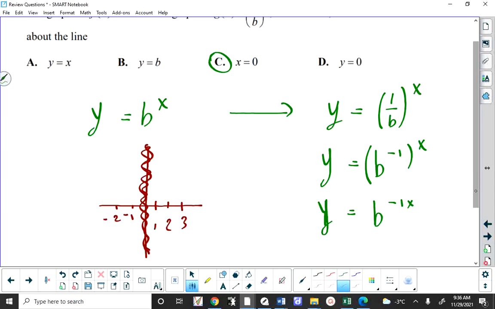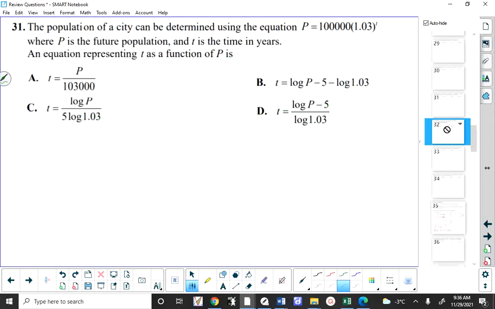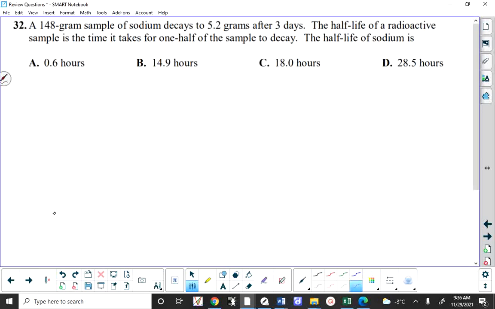32. I'm not sure if you did this problem. Did you do this problem and you got the incorrect answer? Did you get an answer that was there? You didn't. Okay.